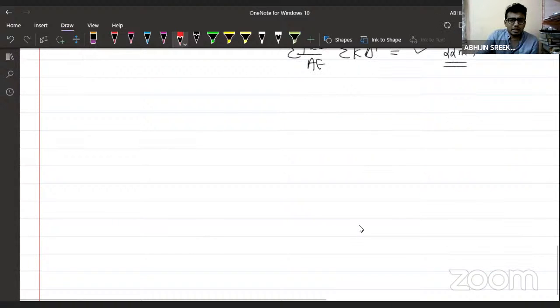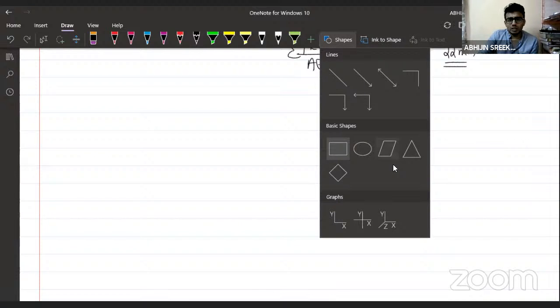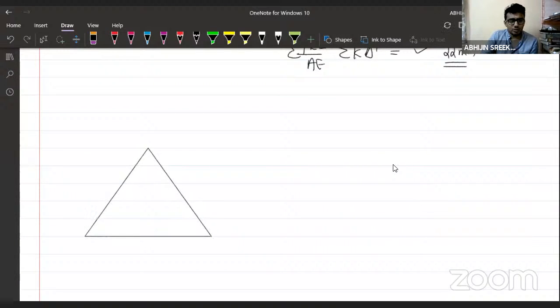I am interested in telling you a few more concepts here. Two more concepts. Suppose I have a truss here. Let me draw a truss here. Give me a second.